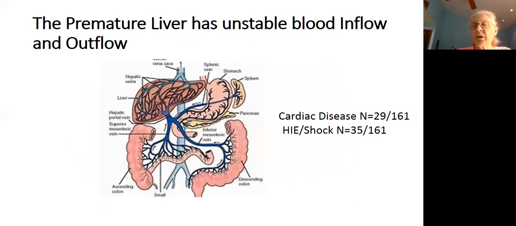They also don't have the best blood supply. Most of the liver is supplied by the portal vein, and it is very sensitive to shock and ischemia. And if you looked at our study, a fair number of them had cardiac disease or shock as one of the contributors to their liver dysfunction.